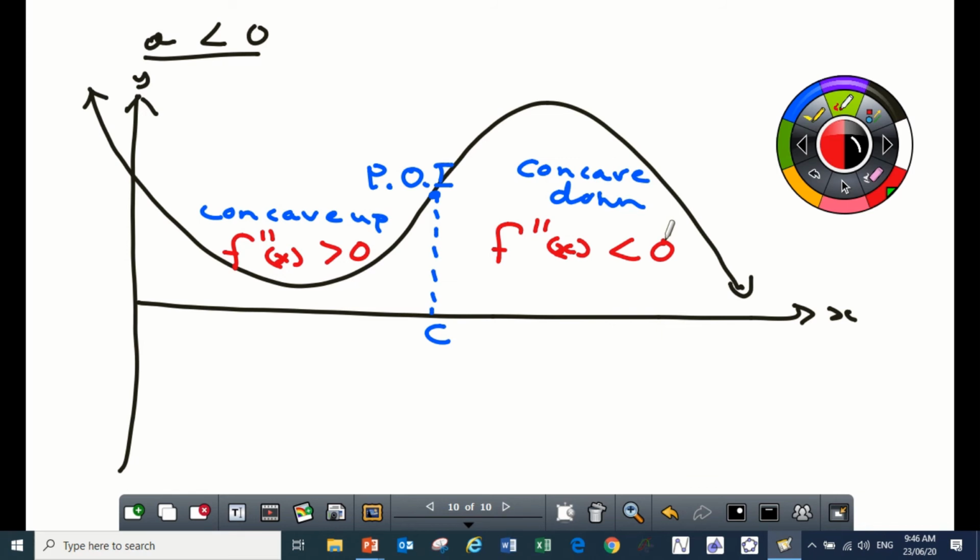But I'm going to talk now about this stationary point, which can be a point of inflection. Any question? Right, if you don't have any question, then I want you to write this down in your book. Sometimes a cubic graph can have one stationary point which will also be the point of inflection.